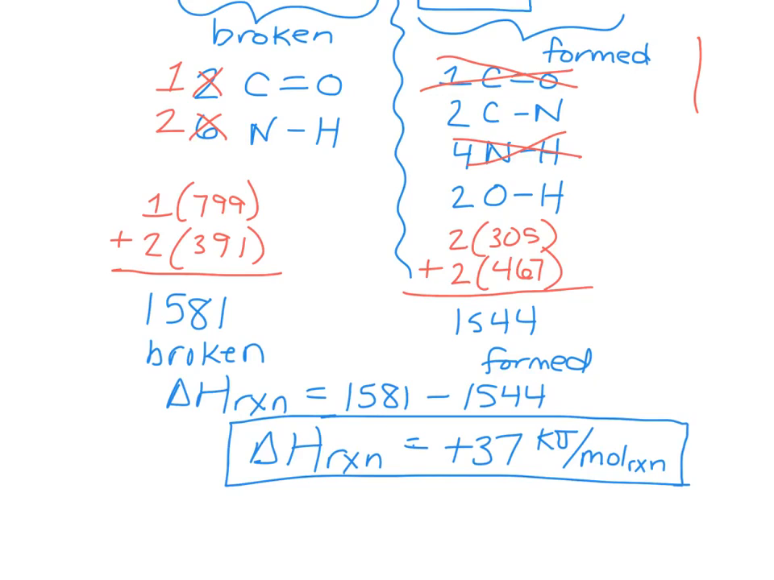All right, so that's how we're going to be using our bond energies to calculate delta H for the reaction. Those bond energies will be given to you, bonds broken minus bonds formed. Let's go ahead and take a look at another way to calculate delta H.